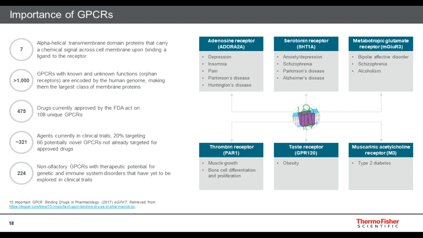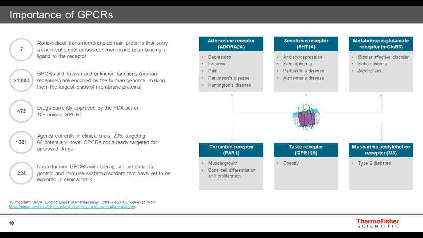G-protein coupled receptors, or GPCRs, are 7 alpha helical transmembrane domain proteins that play important roles in transmitting cell signals across the plasma membrane. There are over 1,000 different GPCRs encoded by the human genome, making them the largest class of membrane proteins. They serve as effective drug targets for a variety of genetic and immune system disorders, as shown here on the right. And they serve as potential biomarkers and therapeutic targets for cancer treatment. There are currently at least 475 drugs approved by the FDA that act on over 100 unique GPCRs.